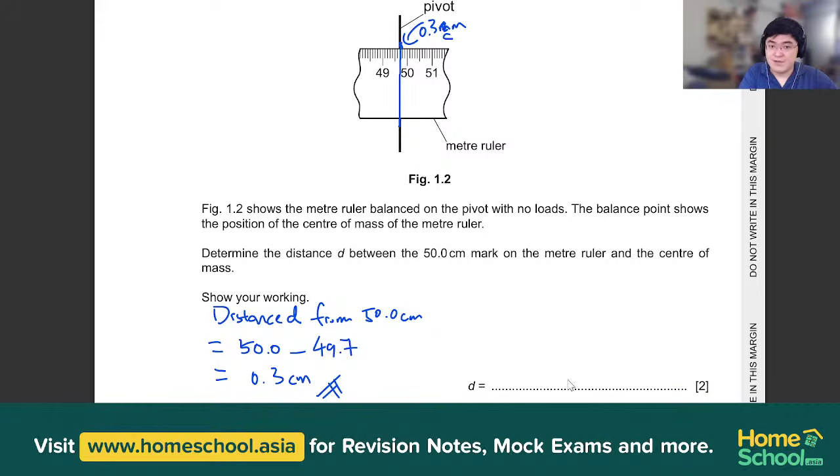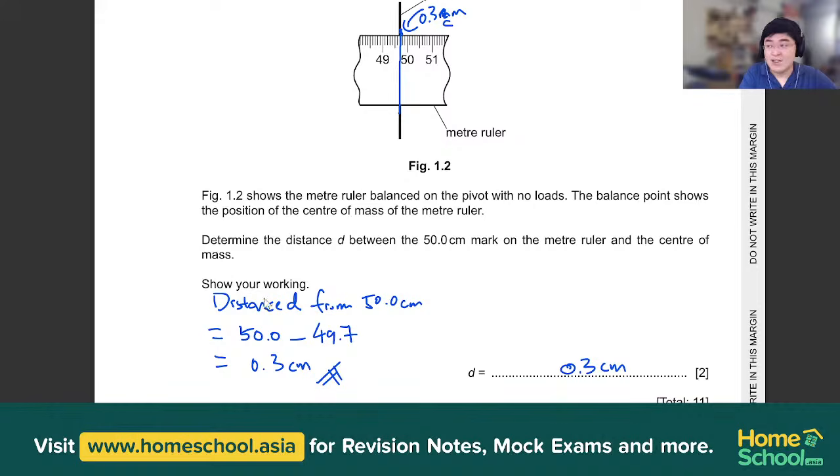Right? So D is 0.3 centimeters away from the 50 cm mark, and that's where the center of mass is. Okay? So this is also a 2-mark question. As long as, one, you show a correct working, which is pretty much drawing a line down like this and finding out where exactly the center of mass is.